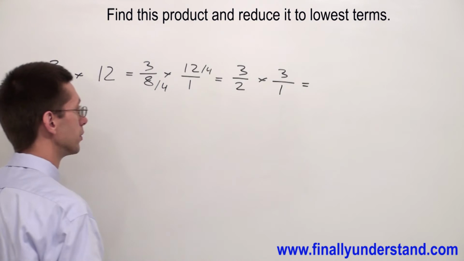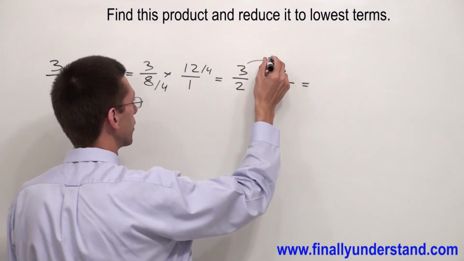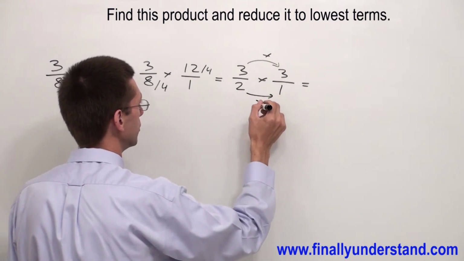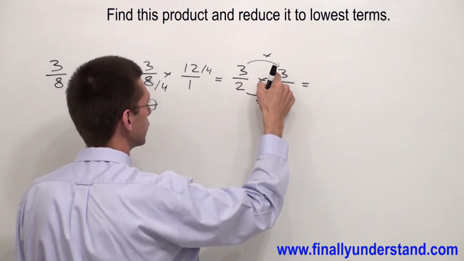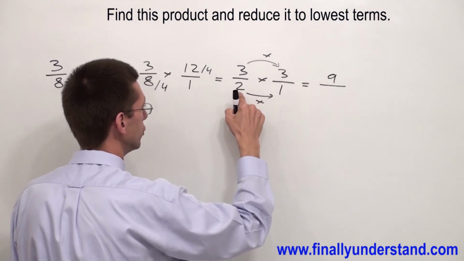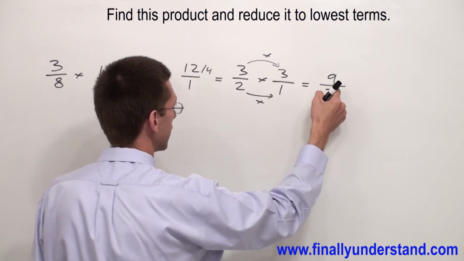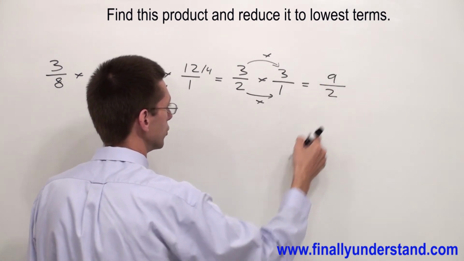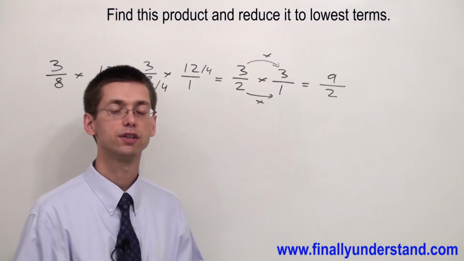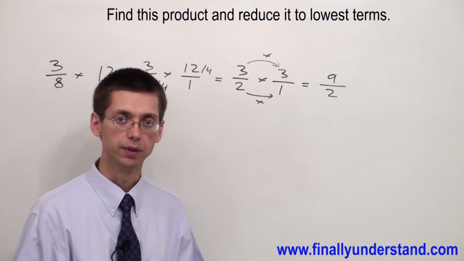Now I can perform the multiplication. Anytime you multiply fractions, you have to multiply numerator by numerator and denominator by denominator. 3 times 3 is 9. 2 times 1 is 2. I got 9 over 2. This is an example of an improper fraction. Most of the time we convert improper fractions to mixed numbers.